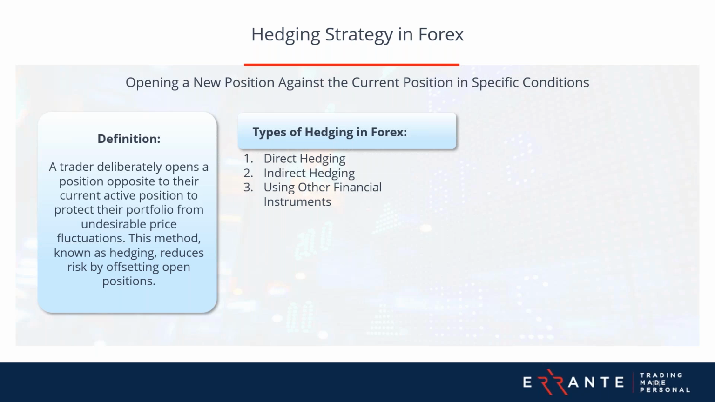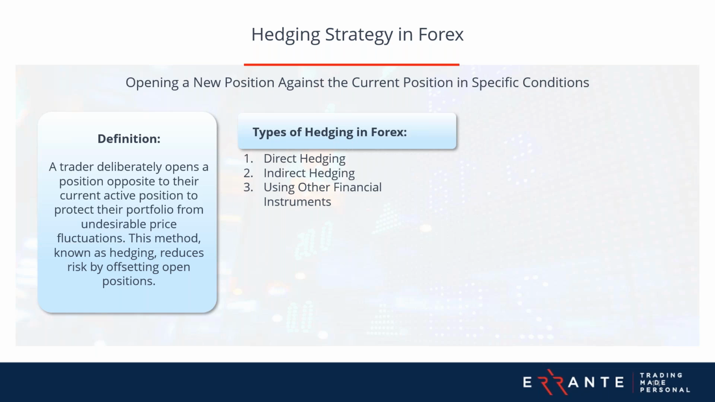The next one is indirect hedging. In this approach, you open a position in a different but correlated currency pair. For example, if you're long on Euro USD and notice that GBP USD often moves in the same direction, you could short GBP USD. This indirect approach helps manage risk without directly opposing your initial position.